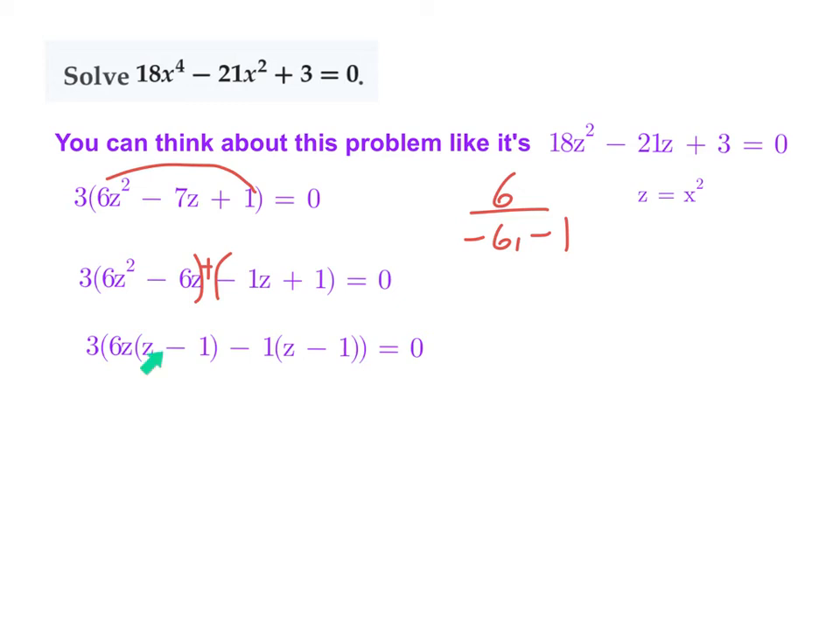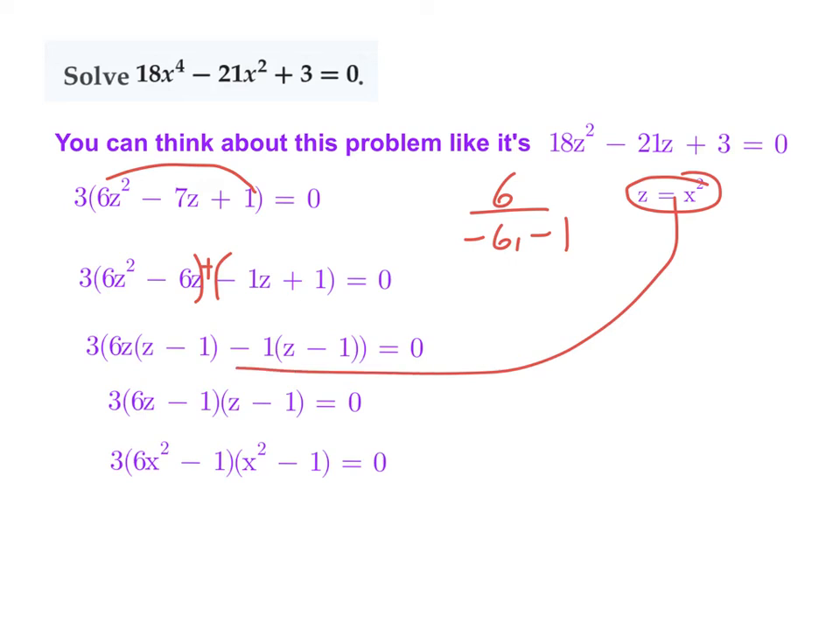So I want to make sure that I have a z minus 1 and a z minus 1 so that I can bring the 6z minus together. And that's the factored form with the z. Right? And this is the point where I'm going to substitute the x squared back in. Okay? And I'm really dealing with, the real problem is 6x squared minus 1, x squared minus 1. So I just substituted this back in for there, and that's where I got my new equation from.